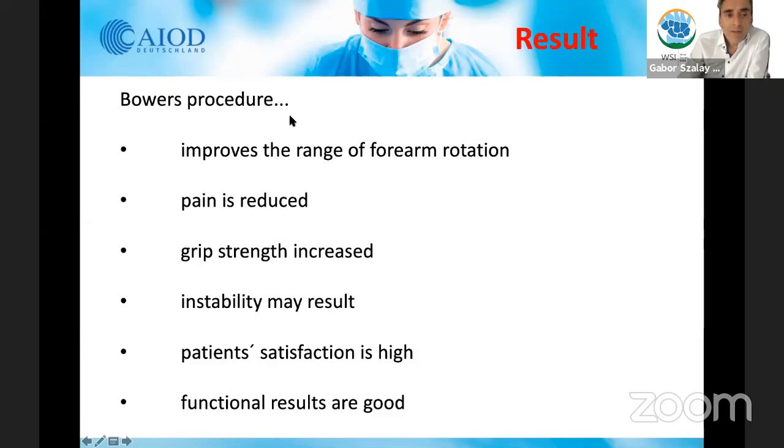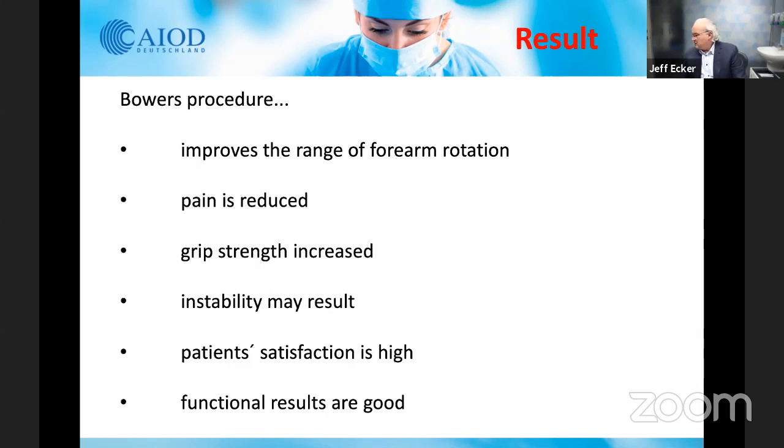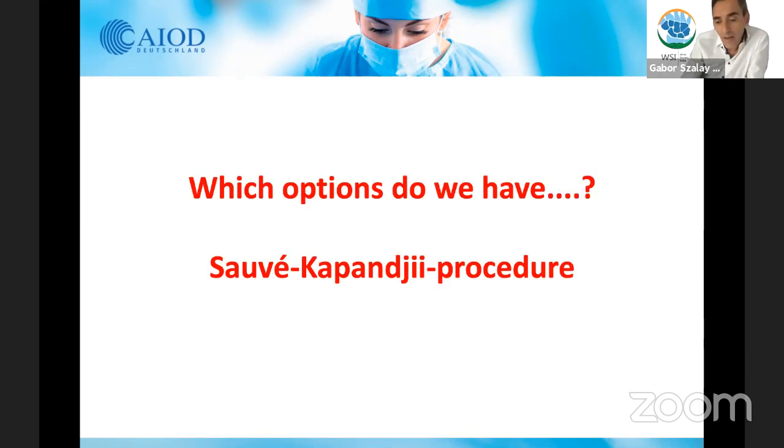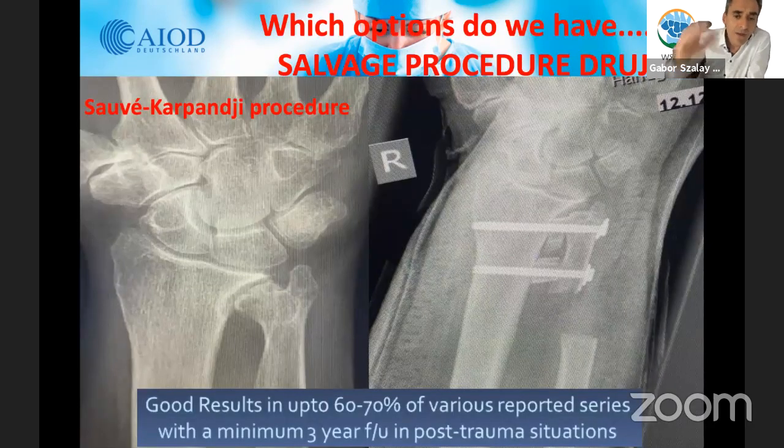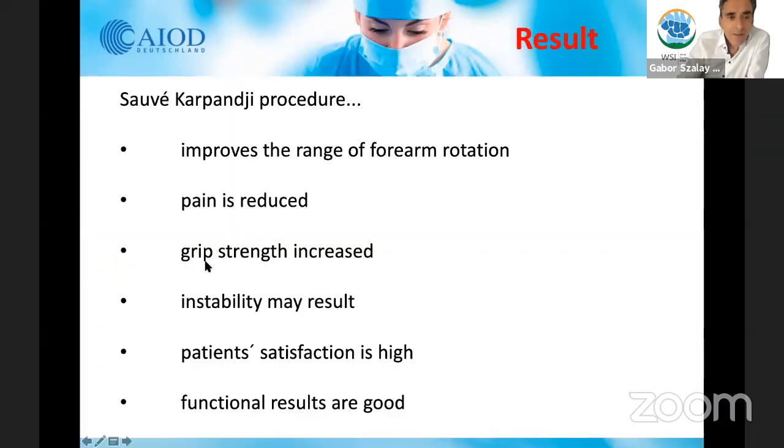If you look at the results after the Bowers procedure, they say it improves the range of forearm rotation, pain is reduced, grip strength is better, instability may result, the satisfaction is high, and the results are good or very good. The next option I like also very much, like the Bowers procedure, is the Sauvé-Kapandji procedure. Here, I always take out about 1 to 1.5 centimeters, and I put the bone here in between the radius and the ulna and fix it with two screws. If you look at the literature, it says exactly the same: improved range of forearm rotation, pain is reduced, power is better, instability may result, and the patient satisfaction is high, and the functional results are good.